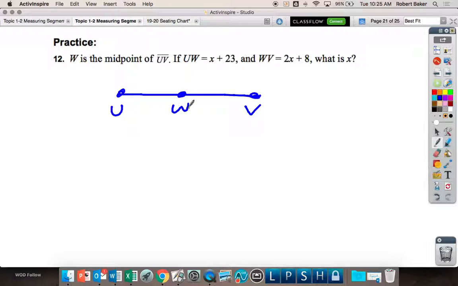Now, what do we put on that line segment to make sure that we know that W is the midpoint? The little marks. I know for a fact that this piece and this piece are exactly the same size. Cool? So there's partial mastery of geometry. Now we're just going to plug in what we know. UW is x plus 23. Is that the first part, the second part, or the whole thing? That's the first part. X plus 23. WV is 2x plus 8. First part, second part, whole thing? Second part.